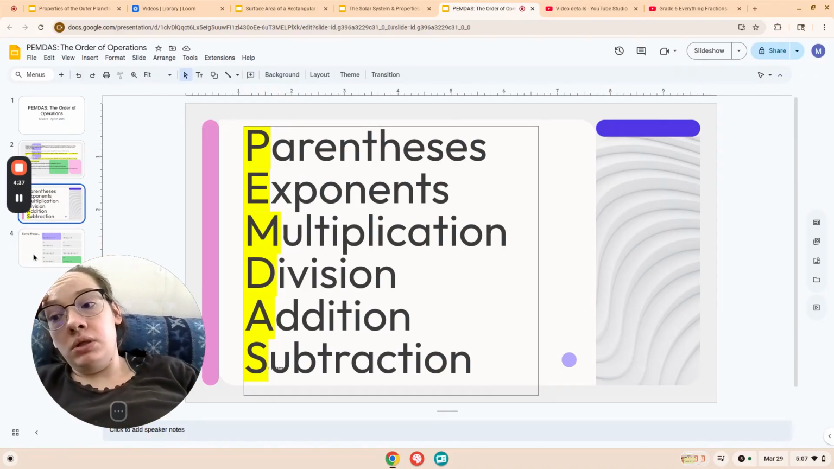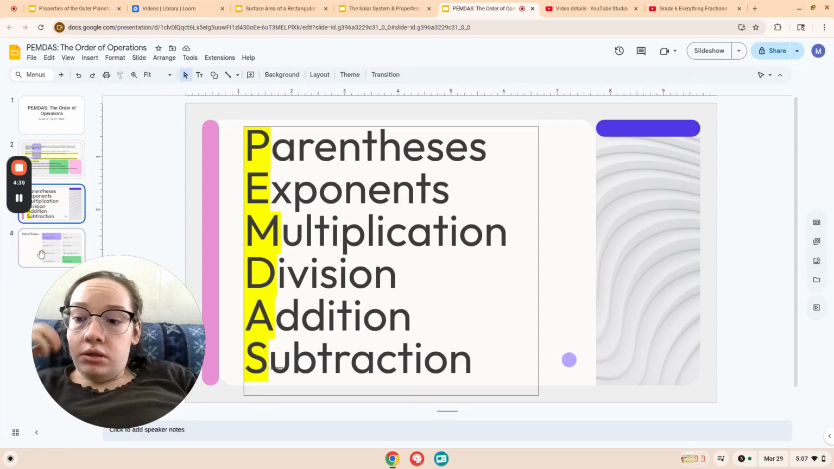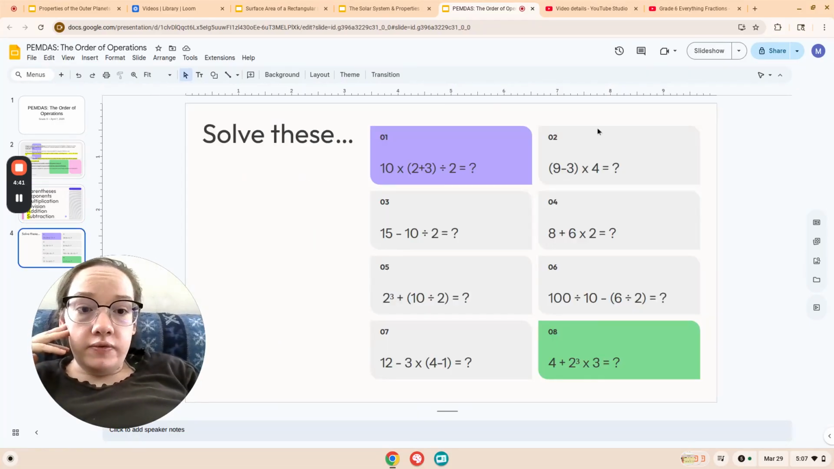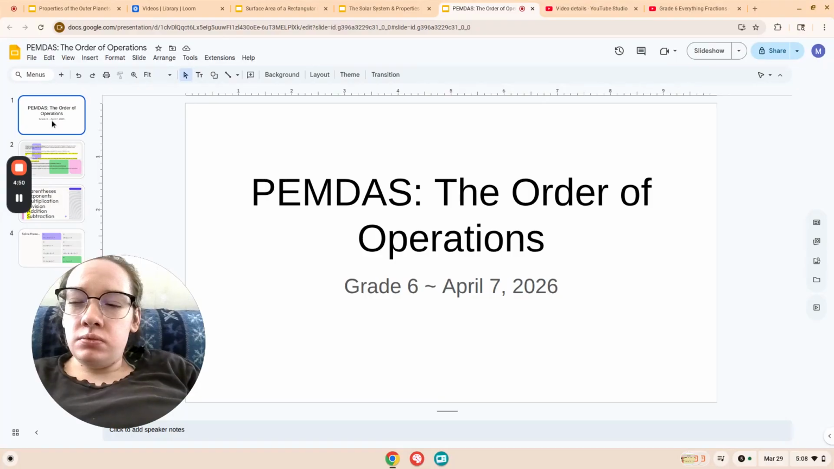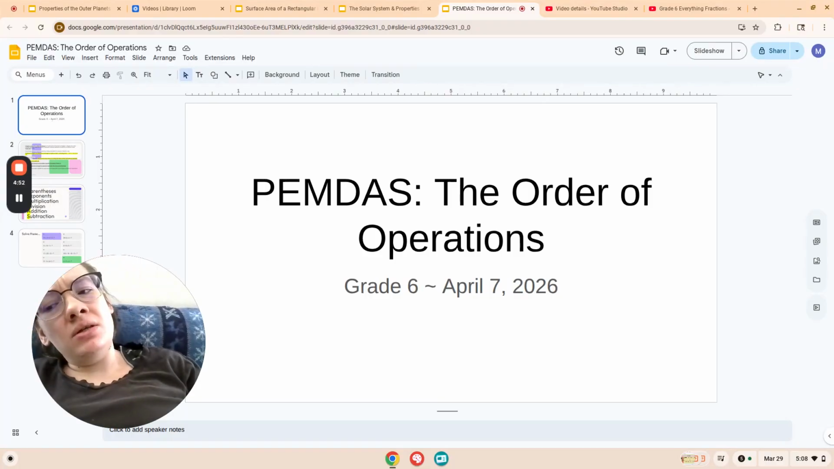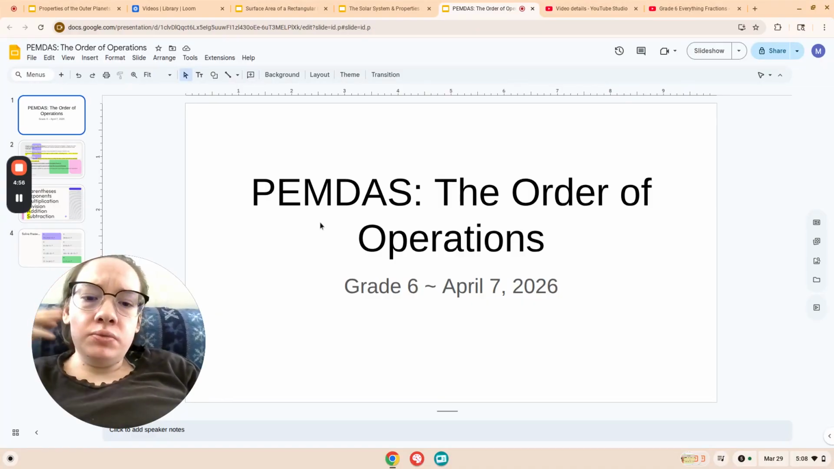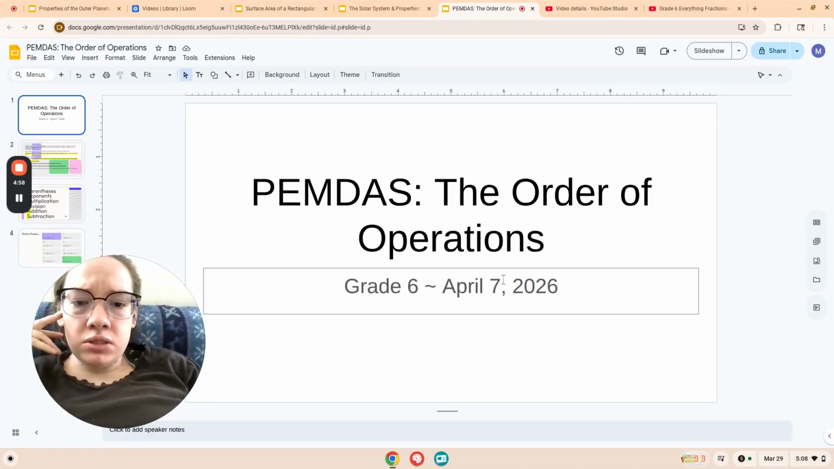Okay, so the next slide here has some examples that you can try out on your own, which I would like you to do in this lesson. I believe I labeled this for the first week of April. No, because we are going to be covering fractions that week.